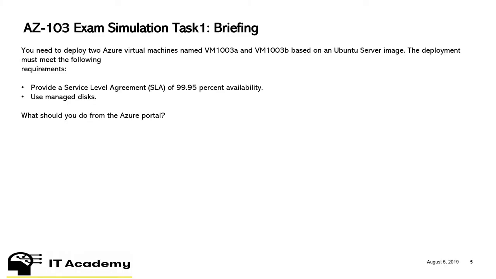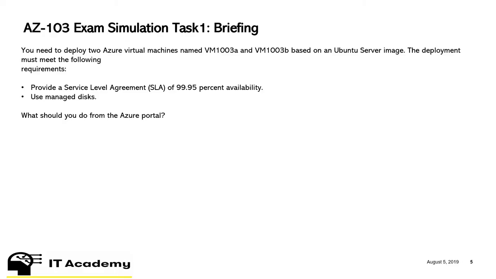Let's look at those requirements. It's asking us to provide a service level agreement of 99.95%. If you think back to your training in Module 2, you'll remember we discussed that we had several ways of providing an SLA from Microsoft. It's asking us to deploy the solution with managed disks, but also it's asking us to provide a 99.95% SLA. By just using managed disks alone, we'd only get a 99.9% SLA.